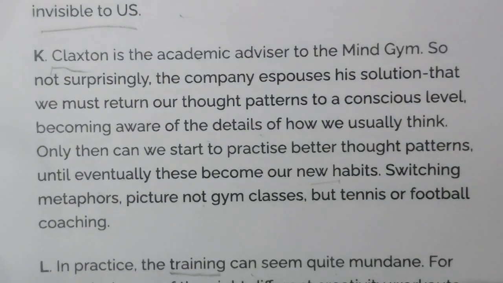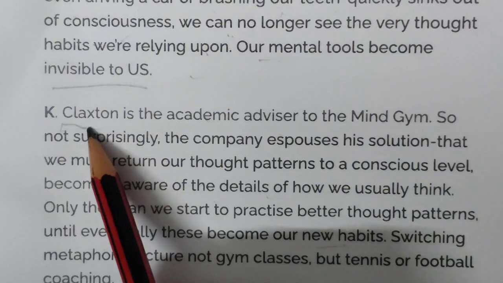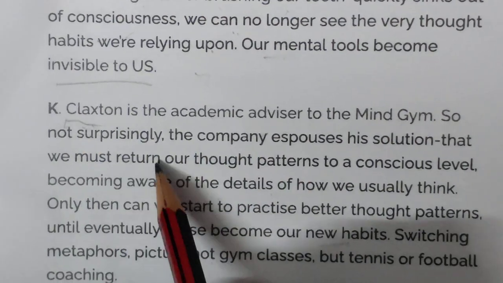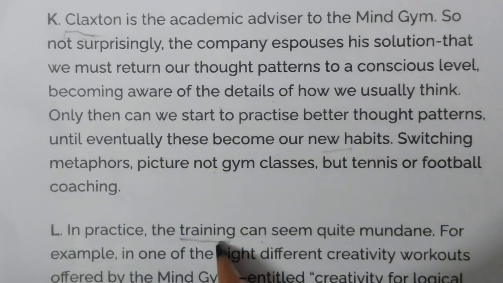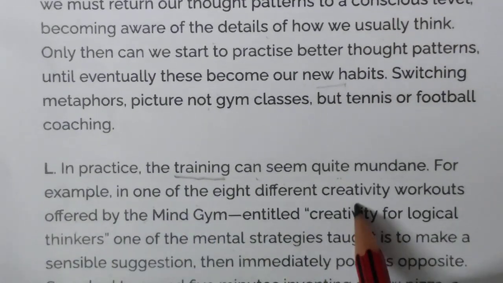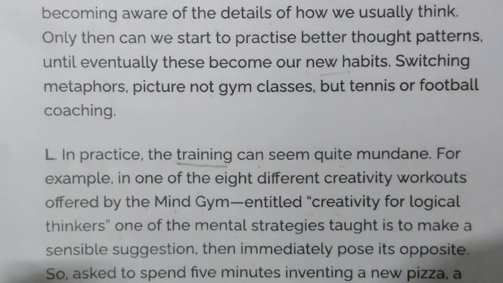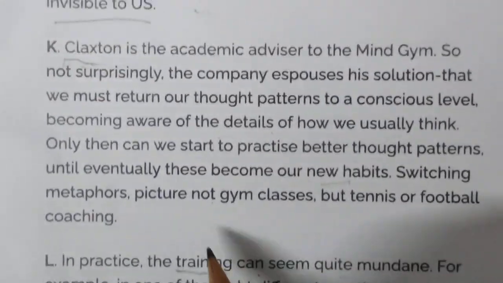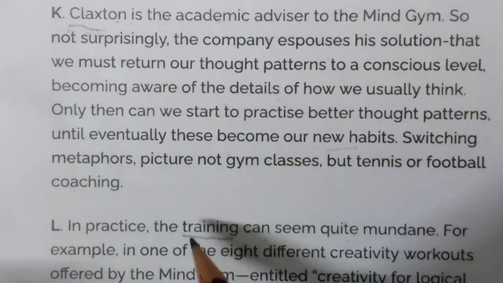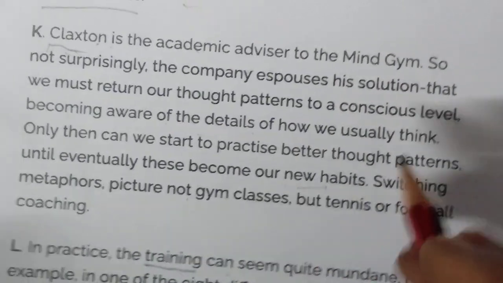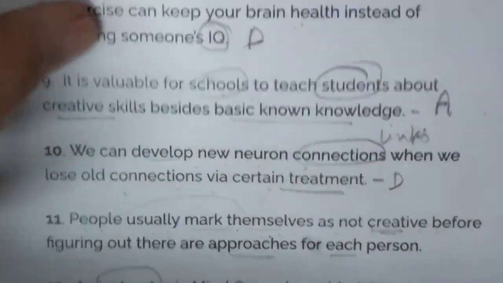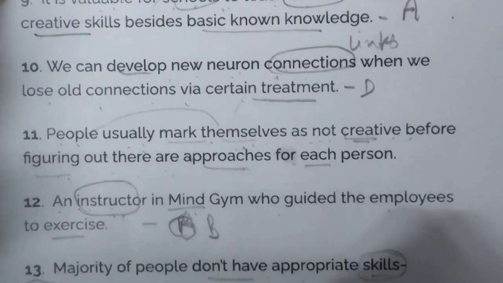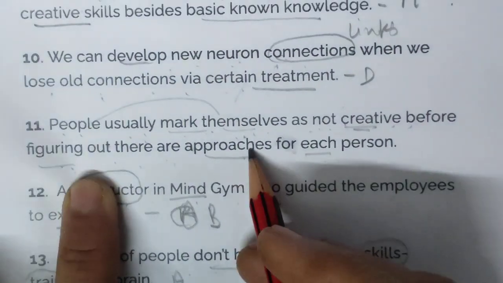So he is just explaining Claxton, everything about this. Switching metaphors, in practice the training can seem quite mundane, for example creativity workouts. That location we have found, but who is that person? So let's go to this person, because this is the continuity of this paragraph with K and L. I will be writing A here. You can see this person's name was there, that's why I am writing it here. For 13th it is A. Now only 11th is left.